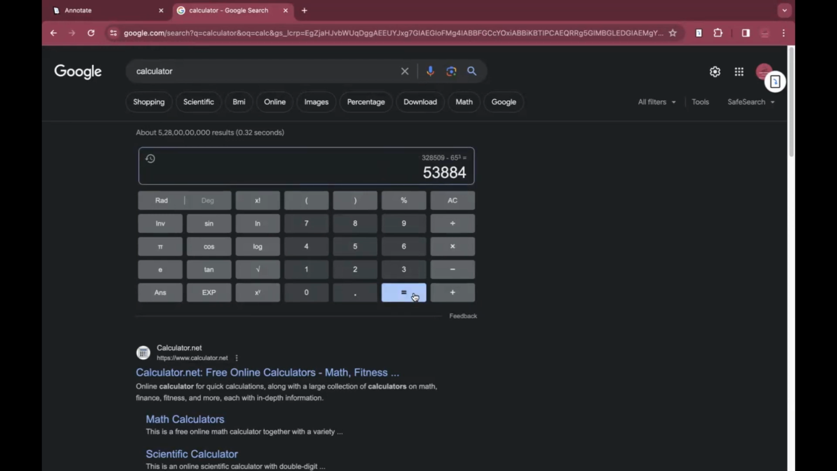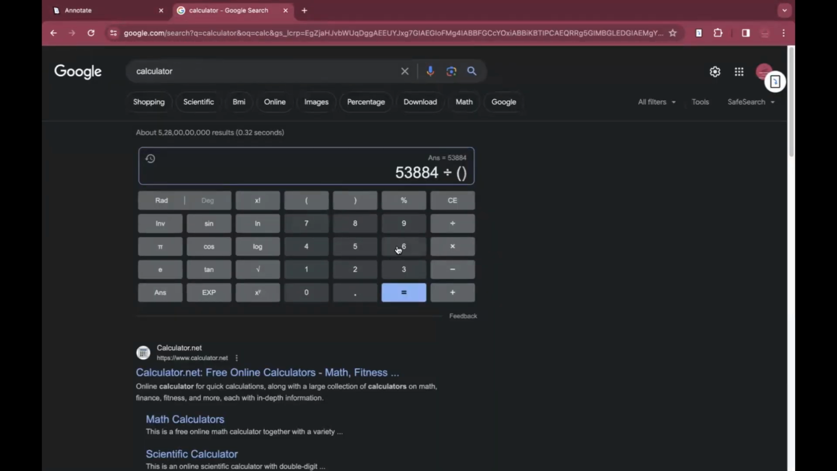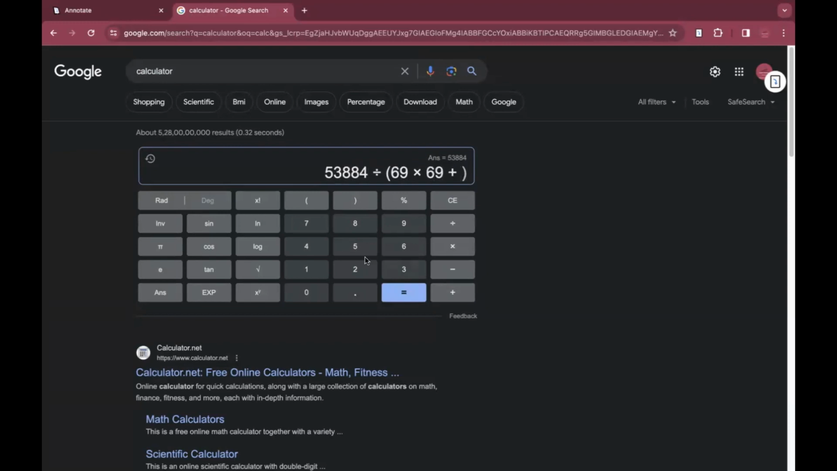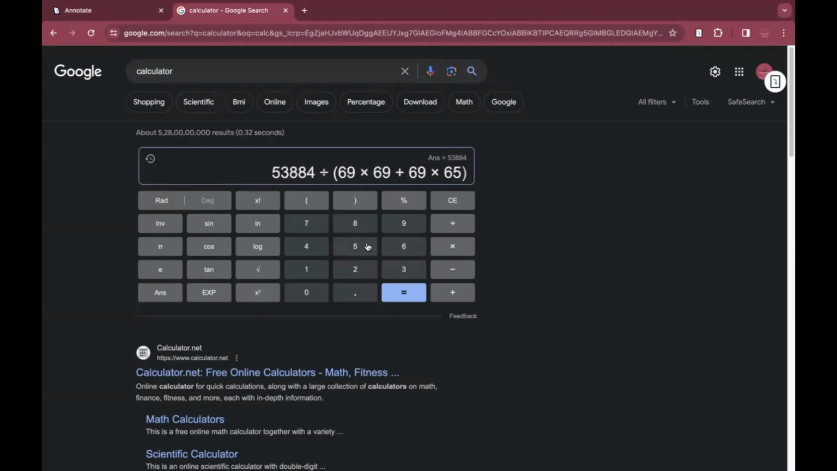Please note down this number. But if you do not want to note it down, no worries. 69 into 69 plus 69 into 65 plus 65 into 65. Right, guys?